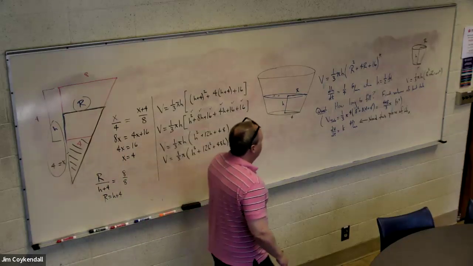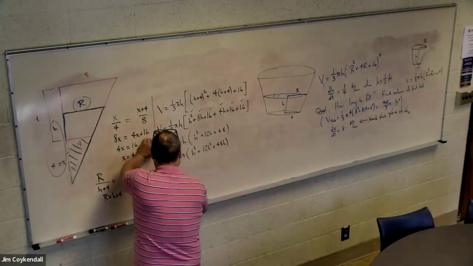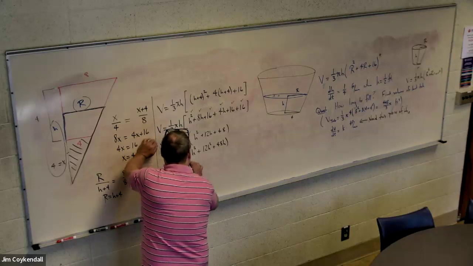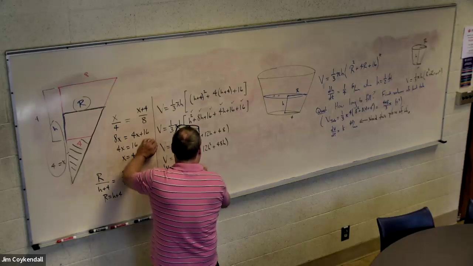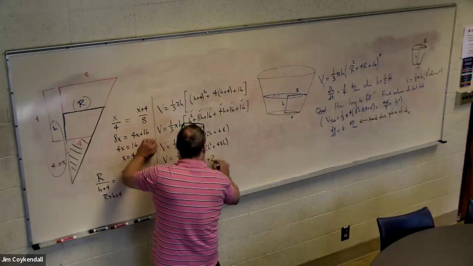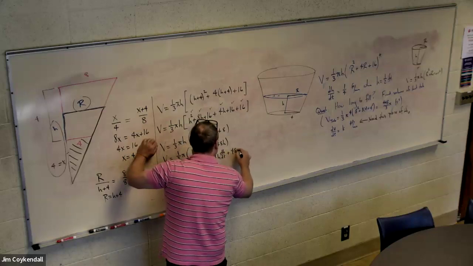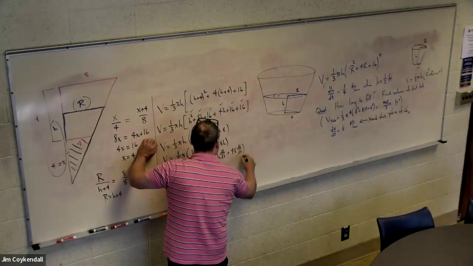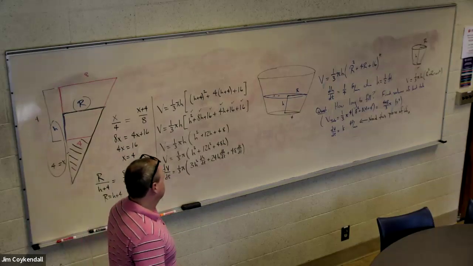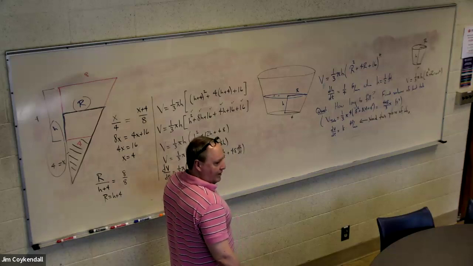Now, remember, we see dV/dt. Derivative of this: 1/3 pi is a constant, so it comes along. This is 3H squared dH/dt plus 24H dH/dt plus 48 dH/dt. Does everybody understand the derivative?